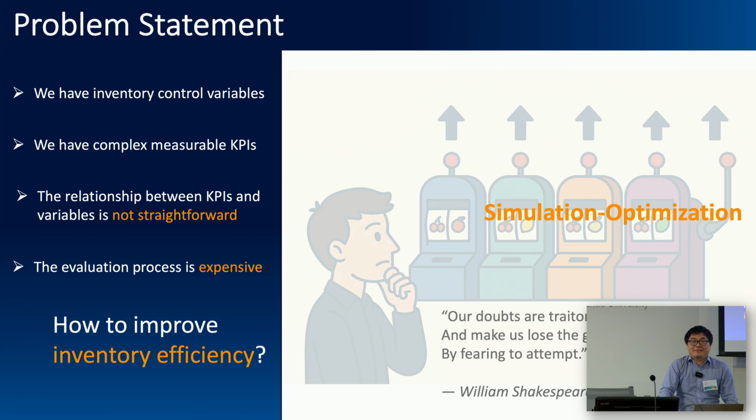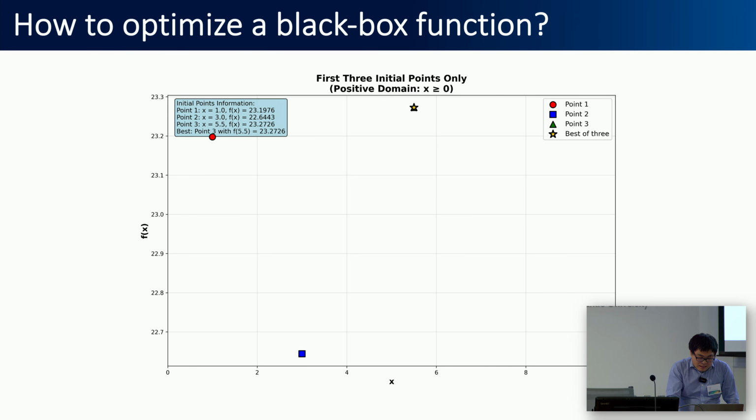Because if you do nothing, then you cannot gain anything. So you need to attempt, you need to try. So don't be afraid to try the thing. How what is our trial process? How do we do experiments to optimize a black box function?